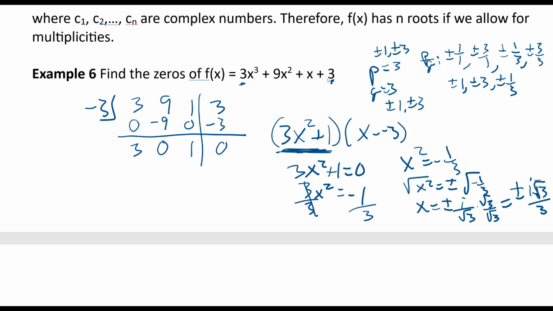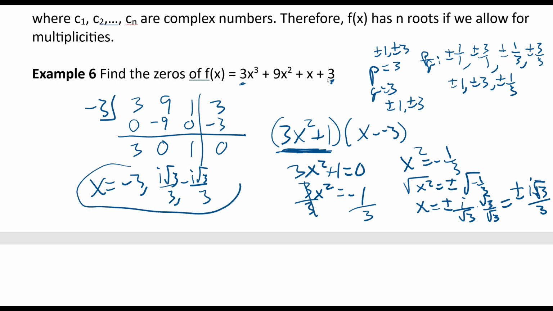And so our zeros are, sorry for the phone call interruption, x equals negative 3, i times the square root of 3 over 3, and negative i times the square root of 3 over 3. So we only have one that was a rational zero. The others are actually imaginary numbers. So there we go.